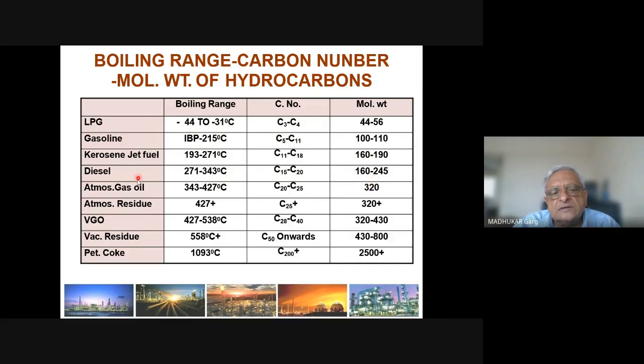Another distillate that we withdraw is called atmospheric gas oil, which is very similar to diesel, but sometimes it is not blended in diesel. It can be sent to another process unit for cracking or something. So that temperature is 343 to 427, C20 to C25, and C20 is the molecular weight. And what cannot boil off is what is called atmospheric residue.